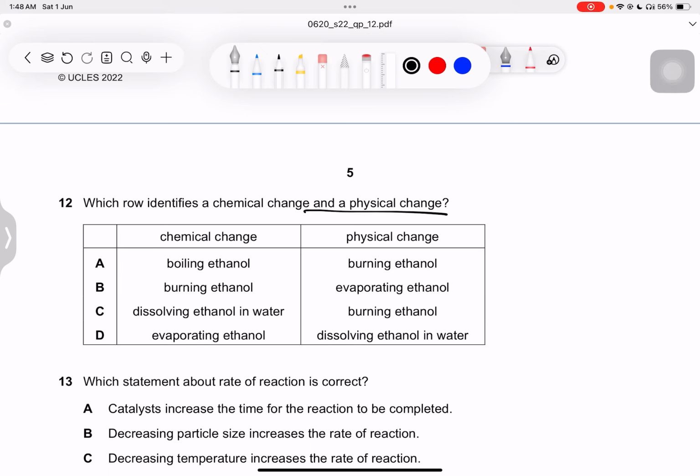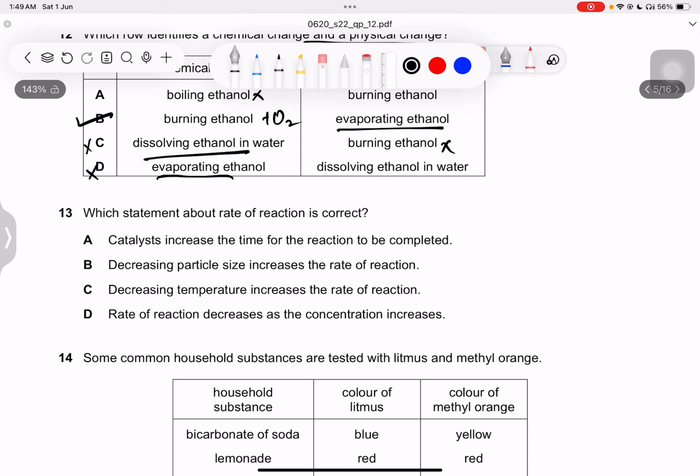Next, which row identifies a chemical change and a physical change? So boiling is a physical change. Burning might seem a physical change, but burning means to react with oxygen, so it is a chemical change. Dissolving is again a physical change. Similarly, evaporating is also physical, so only option B is correct. Evaporating is physical, so correct. Burning is chemical.